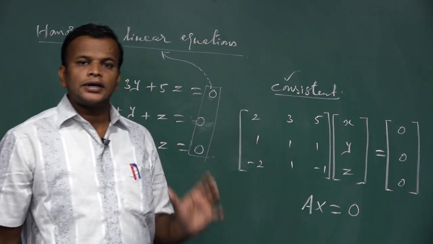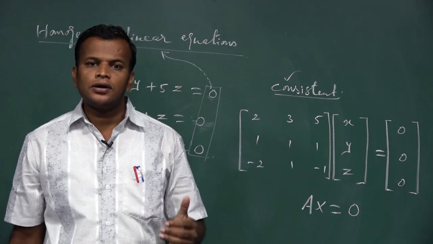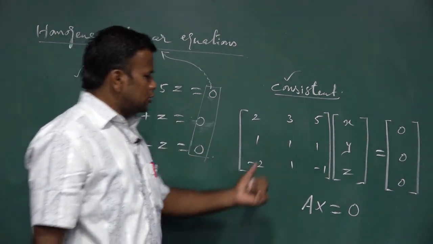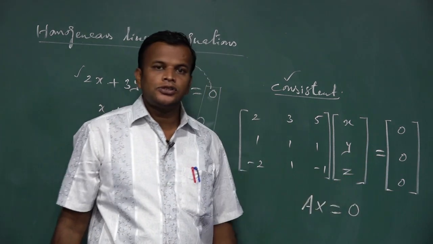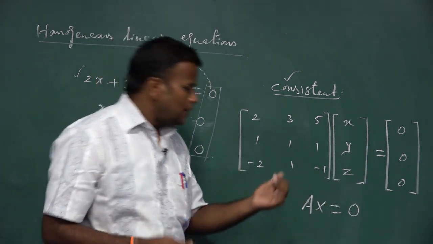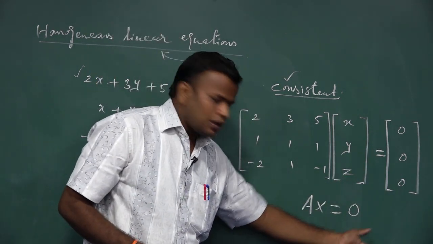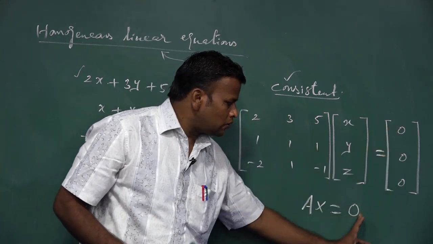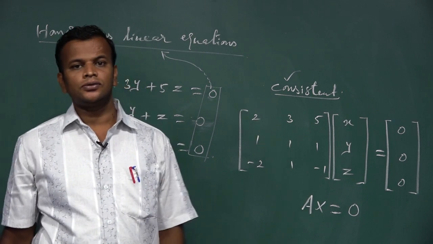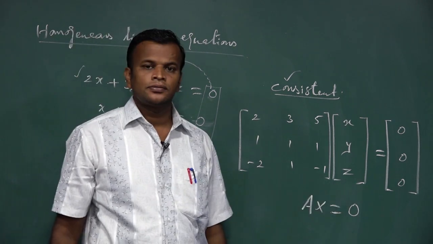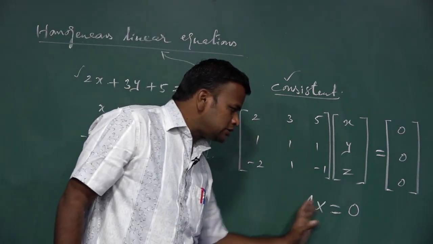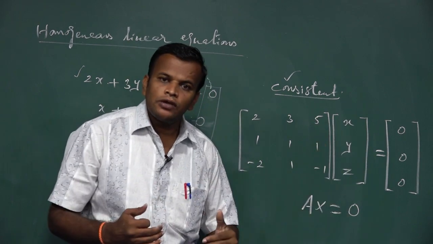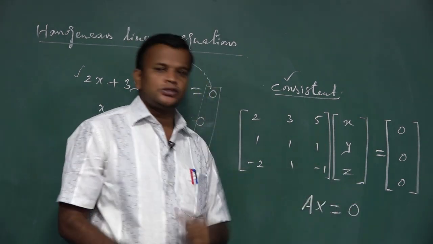Now we say it is of the form Ax is equal to 0. A matrix containing all values 0 is called a zero matrix. So Ax is equal to 0. Before we wrote Ax is equal to B. Here the B matrix consists of all zeros, so I say it is Ax is equal to 0. Hereafter we use Ax is equal to 0.